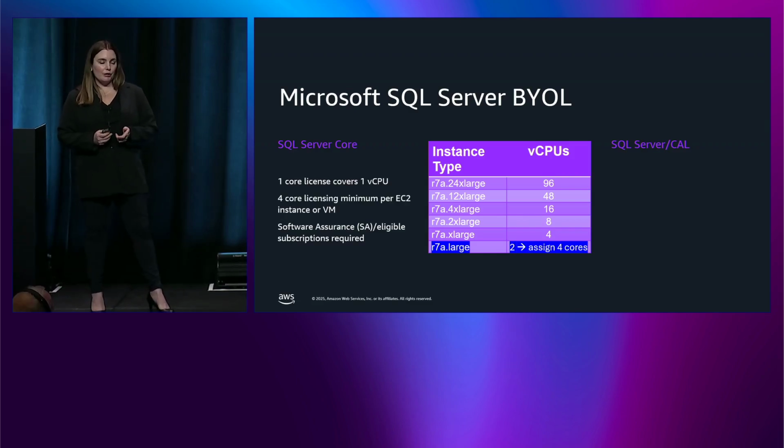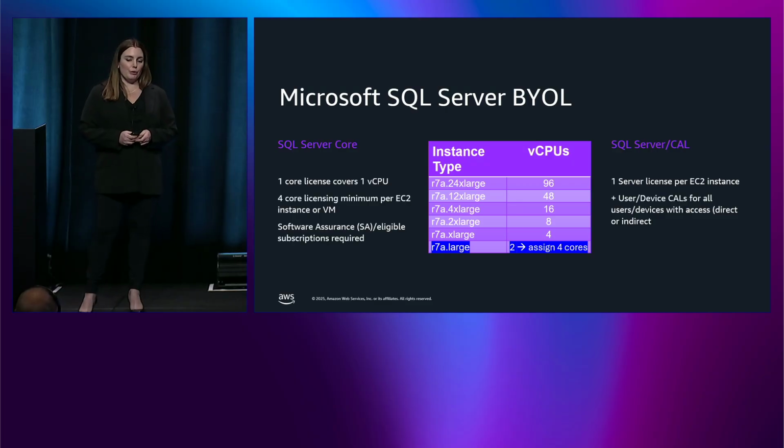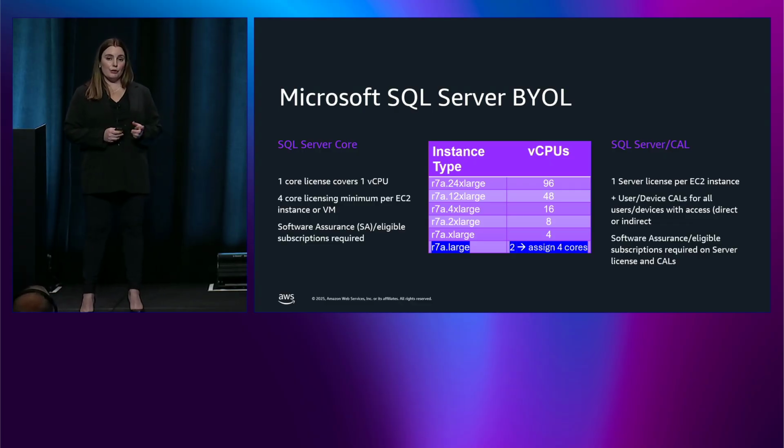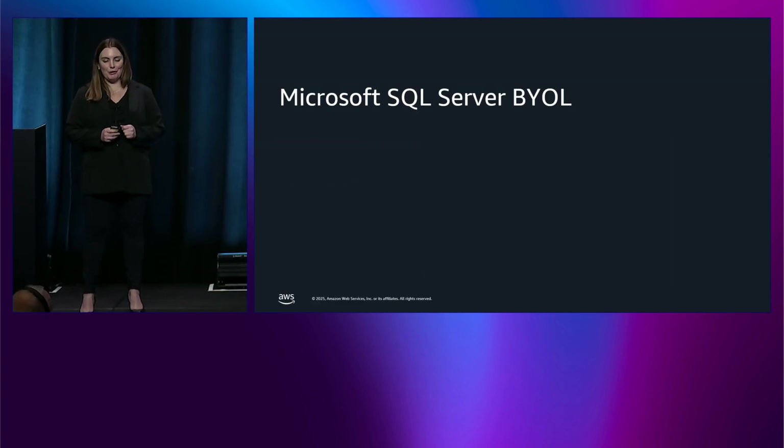Now for the server CAL model, we don't come across this as often, but it is definitely something that some customers do still have, and for specific use cases. Here you're just going to have one server license per EC2 instance or per VM, plus you'll have the additional user or device CALs for all users or devices that have access, direct or indirect access. You'll also need the software assurance or eligible subscriptions on the server licenses and also the CALs. Again, just a reminder that the license mobility verification form is required.